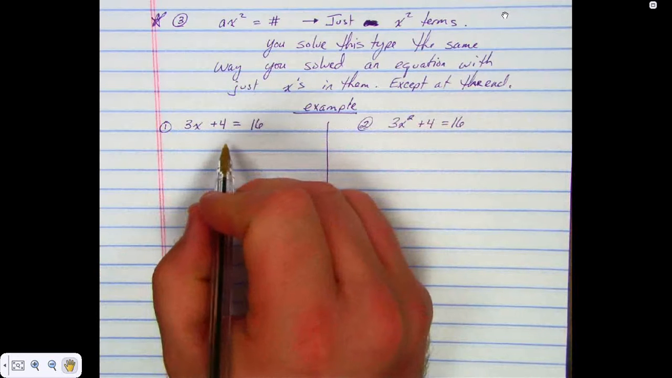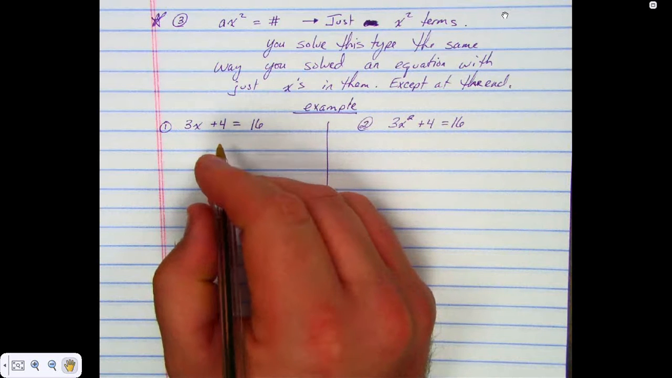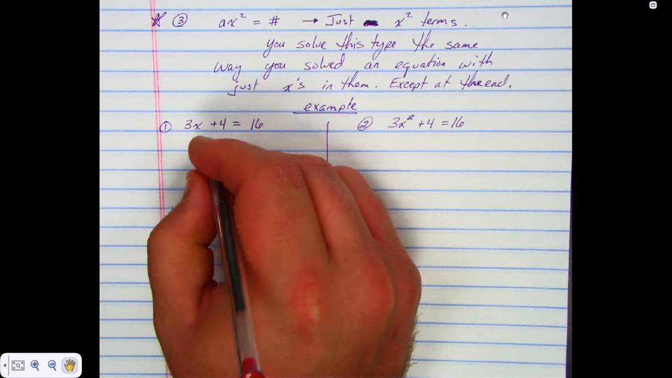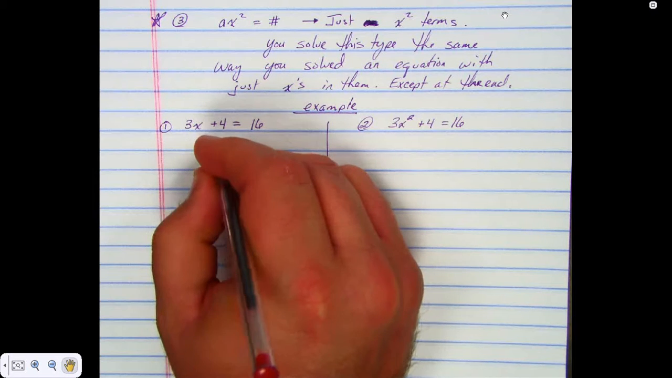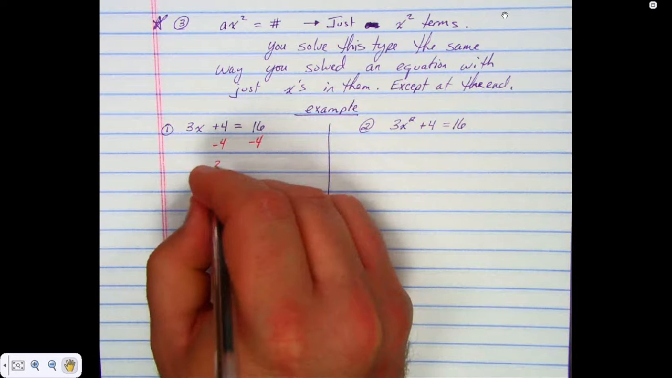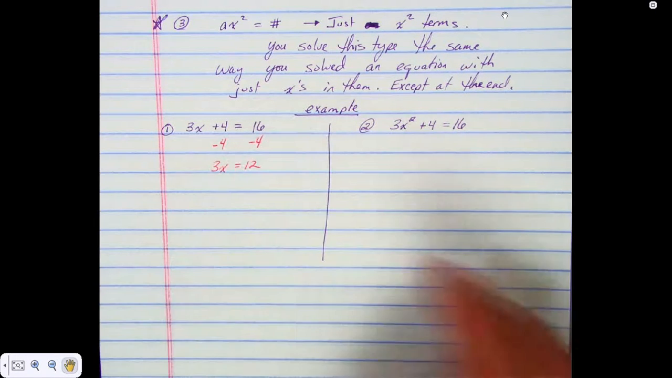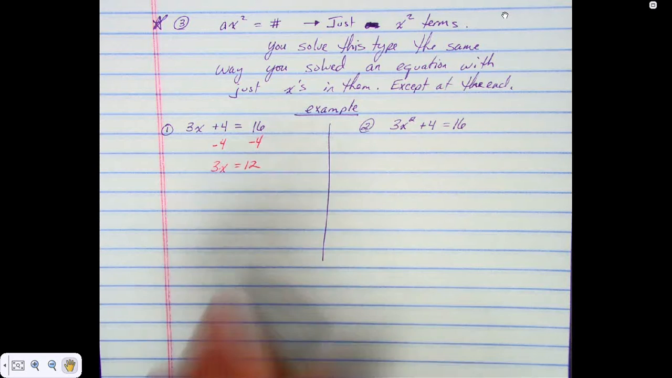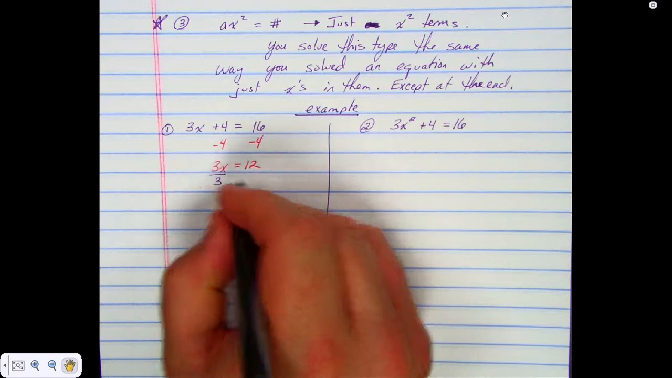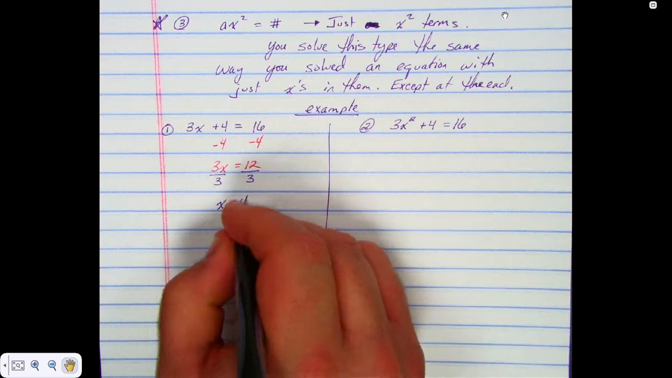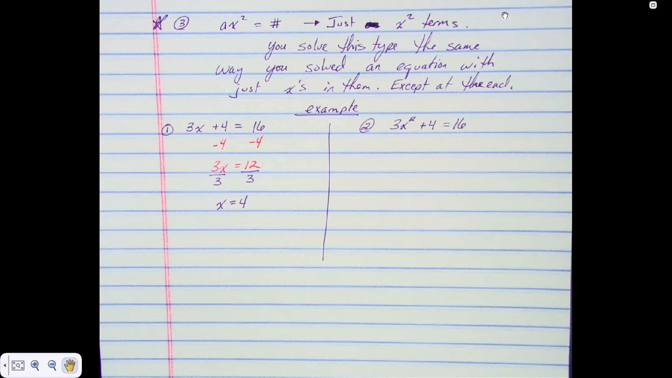To solve this one, what would you guys say I would do first? Subtract 4 from both sides. Would everyone agree? I'll be left with 3x is equal to 12. What would my next step be? Divide both sides by 3. What would I get x equal to? Any questions there? That's easy, right?